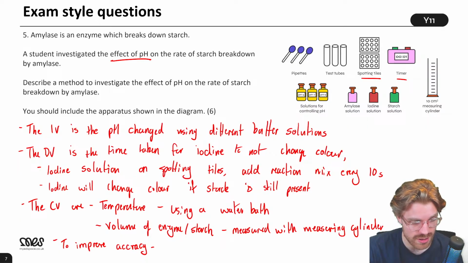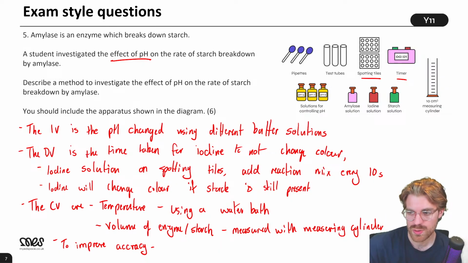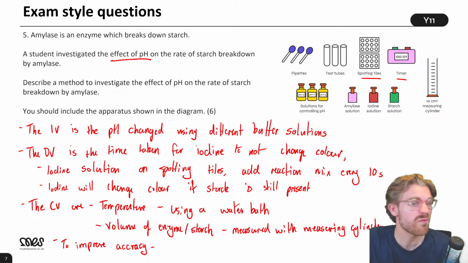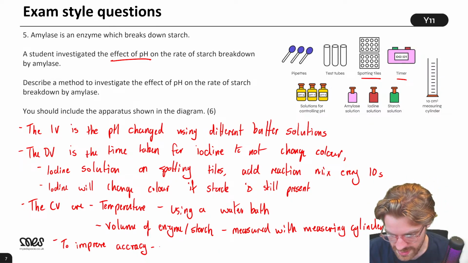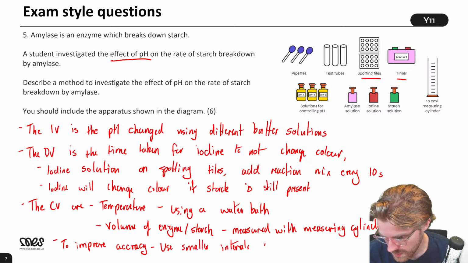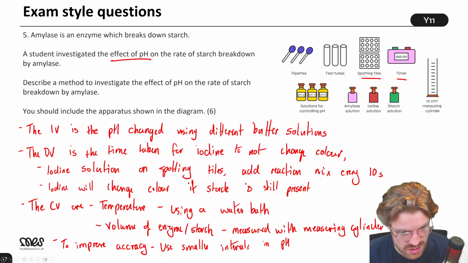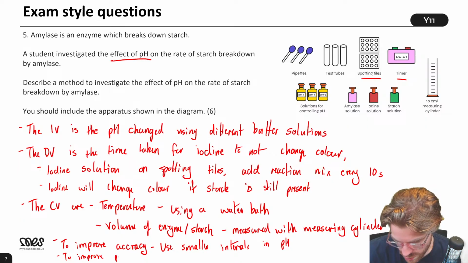So really good there, Alfie. So to improve our accuracy there, team, we want to use smaller intervals because we want to know whether the optimum pH is pH 7 or maybe 7.5 or is it 6.5. We want to use smaller intervals. So use smaller intervals in pH.